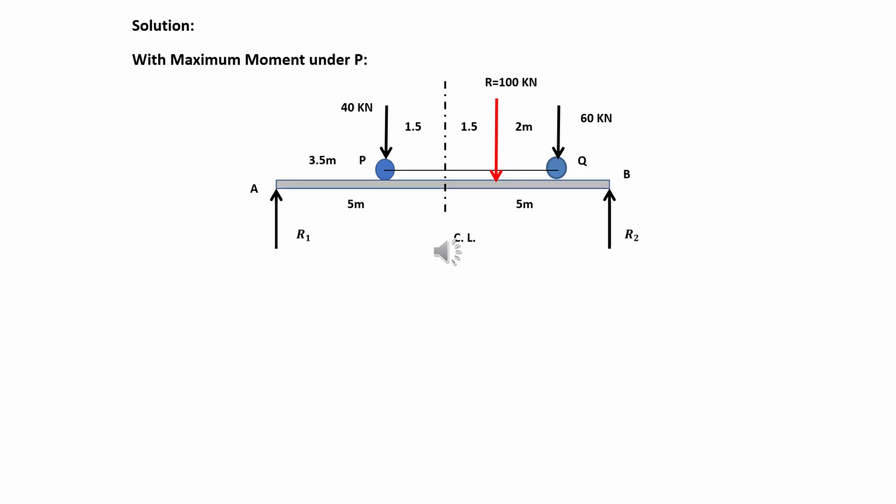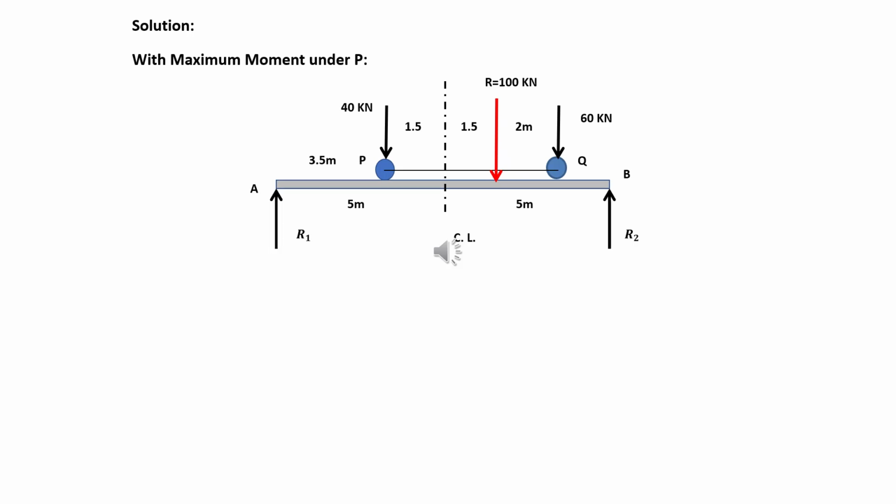Considering the given figure, we have two axle loads of 40 kilonewton and 60 kilonewton, wherein they are 5 meters apart. In this situation, we need to consider the maximum moment under P. So what do you think we're going to do in this problem? As we can see, we have two reactions, R1 and R2, and the resultant force is equal to 100 kilonewton.